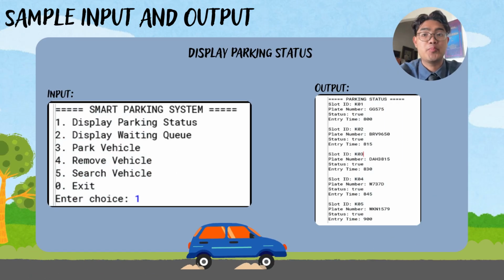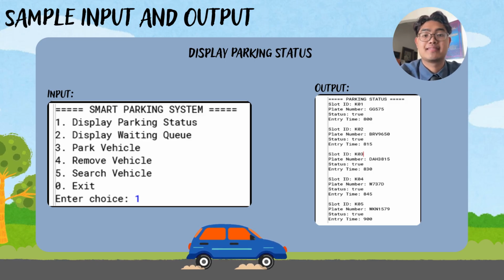This is a sample output if the user enters choice number 1. First, we show a slot ID. After that, we show the plate number for that car. After that, we show the status for that parking. Last, we show the entry time, recorded in 24-hour format.